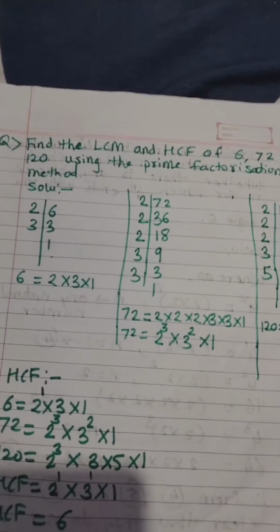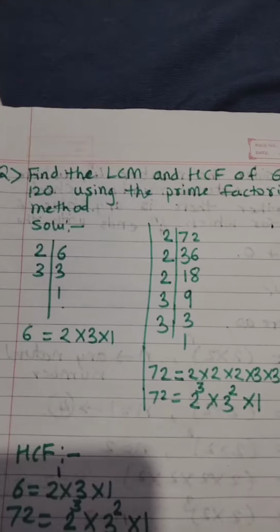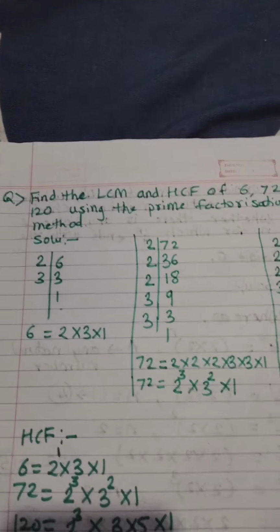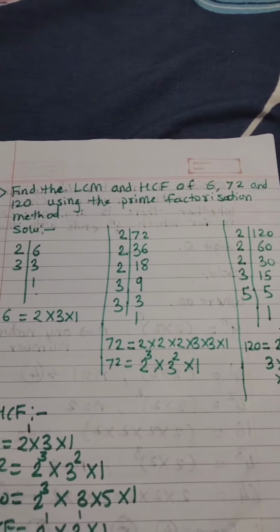The question is: find the LCM and HCF of 672 and 120 using the prime factorization method. To find the LCM and HCF of 672 and 120, we use the prime factorization method. So we do prime factorization of 672 and 120.